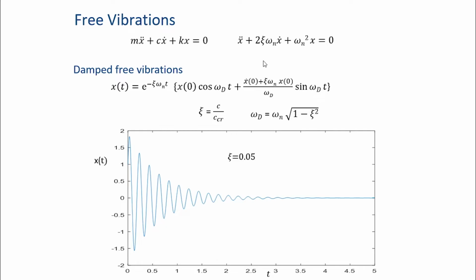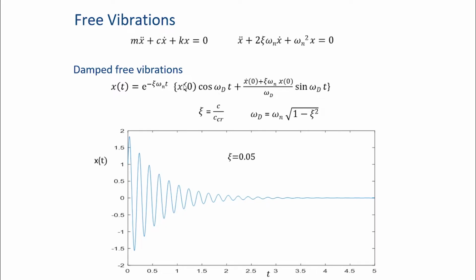Then we have damped free vibrations. In damped free vibrations, damping is non-zero, and this equation can be rewritten as this. If you divide this by mass, you will get this equation where theta is defined as the ratio of the damping coefficient and the critical damping coefficient.